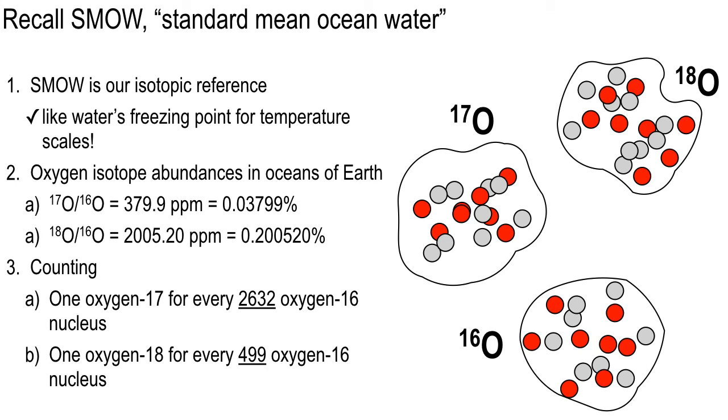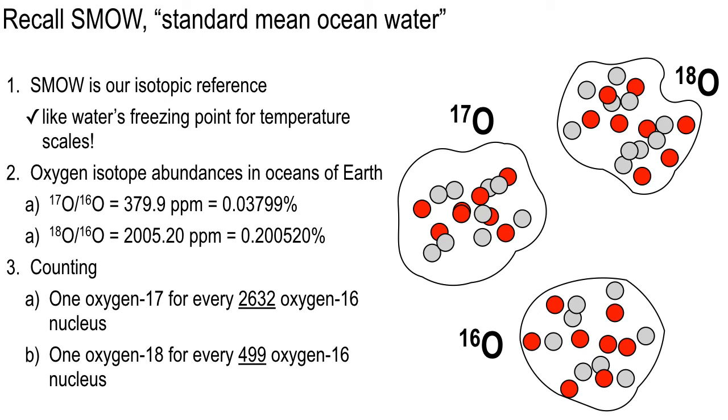Now, if you're up on the moon or you're on Pluto or somewhere else, you might not see the same abundances. And that is why we're looking at this. Oxygen 18. So the amount of oxygen 18 divided by the amount of oxygen 16 is about 0.200520%. Right, 2005.20 parts per million.